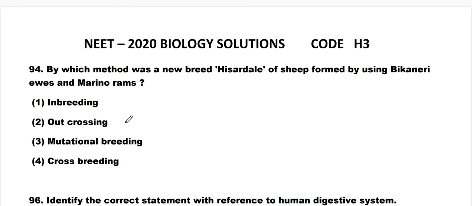Question number 94. By which method was the new breed Hisardale of sheep developed? By using Bikaneri ewes and Merino rams. So Bikaneri is a breed, Merino is a breed. A method of breeding between 2 different breeds. If we are crossing 2 different breeds, then this is called cross breeding. So straight away with the question, you can identify the answer very easily, right?